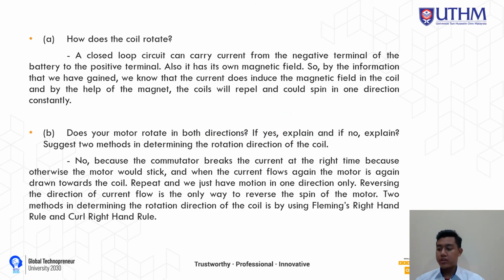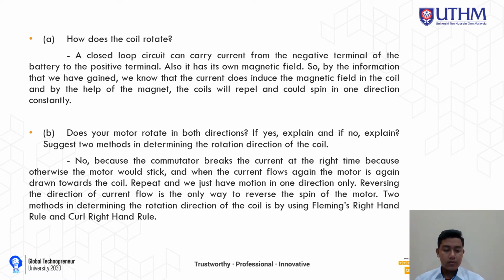So for the question related to our project, how does the coil rotate? The closed loop circuit can carry current from the negative terminal of the battery to the positive terminal. Also, it has its own magnetic field. So by the information that we have gained, we know that the current does induce the magnetic field in the coil, and by the help of the magnet, the coil will repel and spin in one direction constantly.